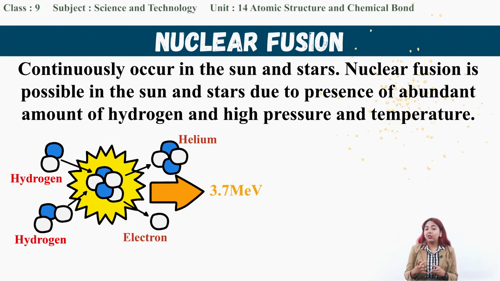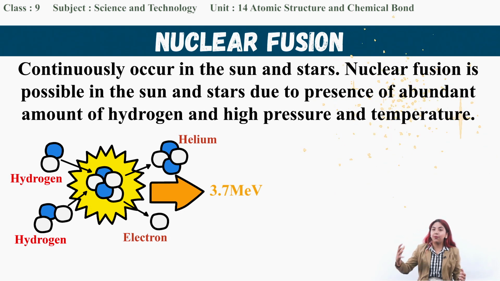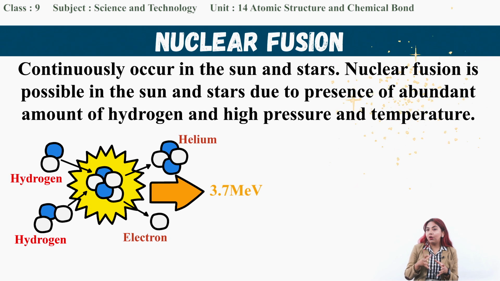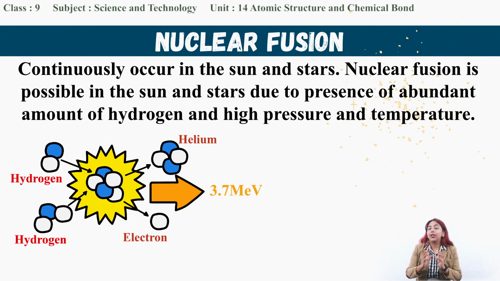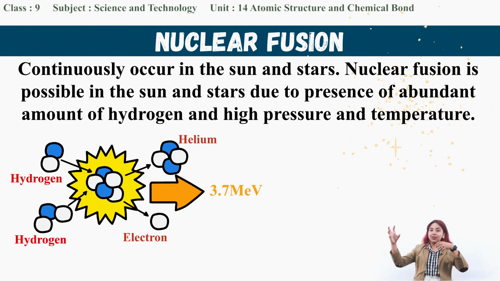And this fusion reaction is possible because of the presence of an abundant amount of hydrogen in the stars and the suns, as well as a high amount of pressure and very high temperature. So this reaction is possible. Until now, nuclear fusion reaction is not really possible to make in the laboratory, because the condition that is required for nuclear fusion is not possible to build up until now. That's why nuclear fusion reaction does not really happen on Earth. It happens outside the Earth in the suns and the stars.